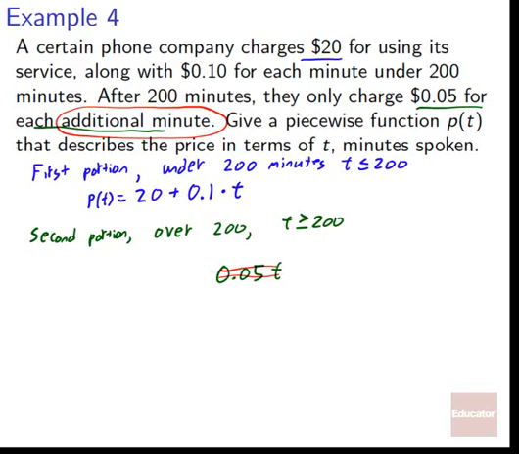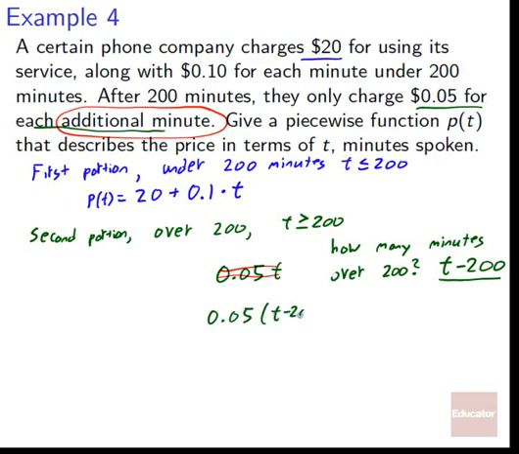So how many minutes over 200? Well, that's not too hard. We know that we have t minutes total. We know that we're already over 200, so it's going to be the number of minutes we've talked minus 200. So t minus 200 is the number of minutes over. So it's 0.05 times t minus 200.